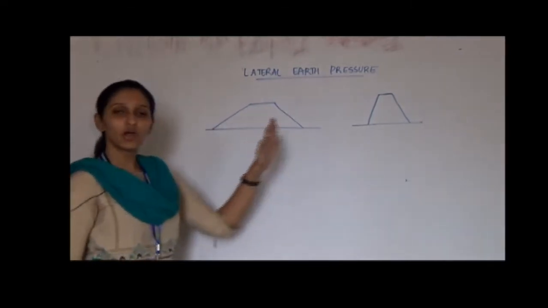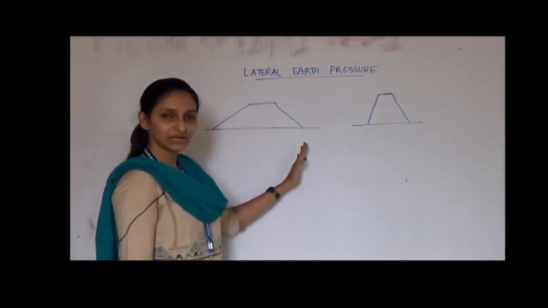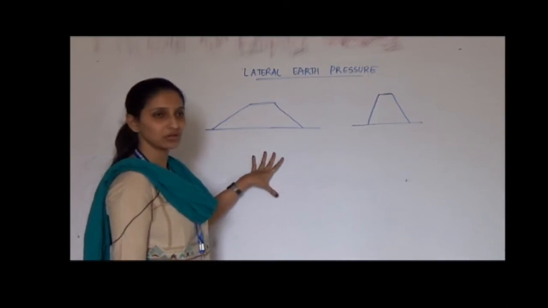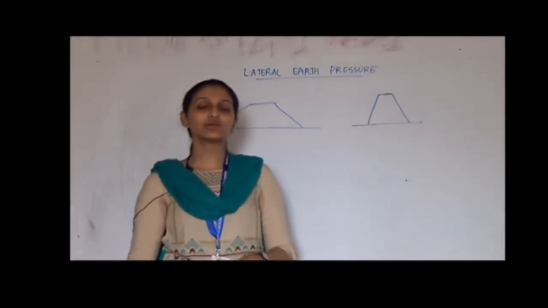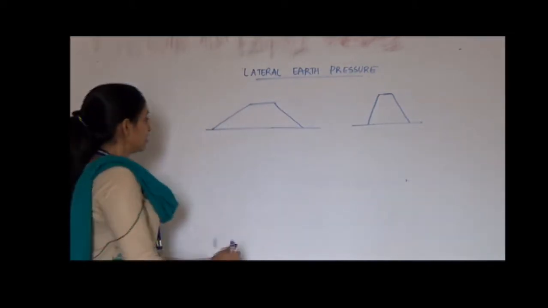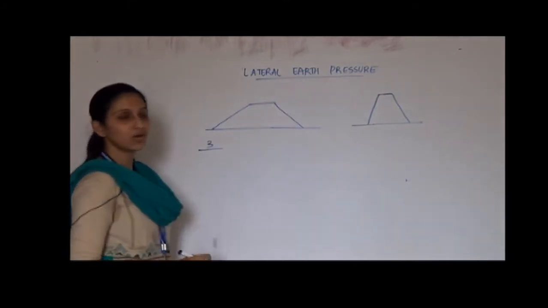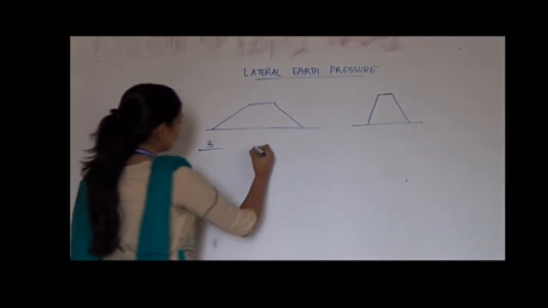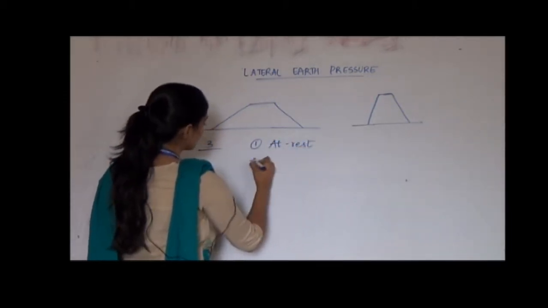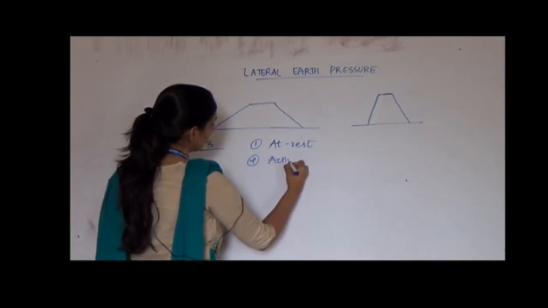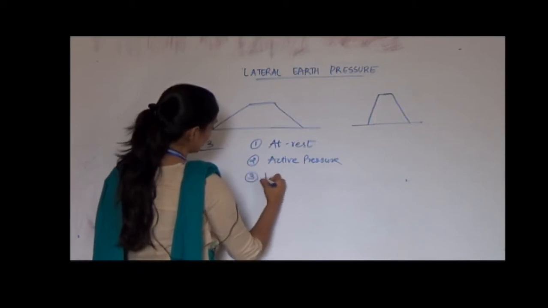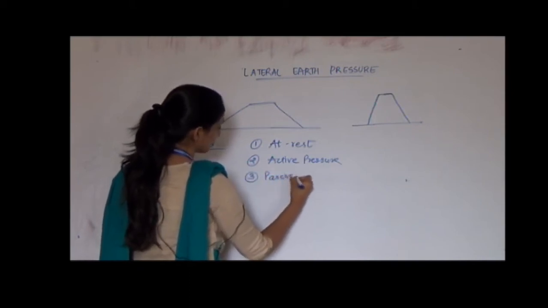The soil retained on the backside of the retaining wall exerts some soil pressure, or earth pressure, on the retaining wall. So to design the retaining wall, we first need to compute the intensity of the lateral earth pressure. Now basically there are three categories of lateral earth pressure. First one, at rest pressure. Second one, active pressure, and third one, passive pressure.